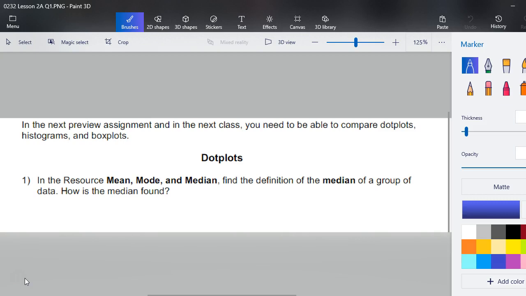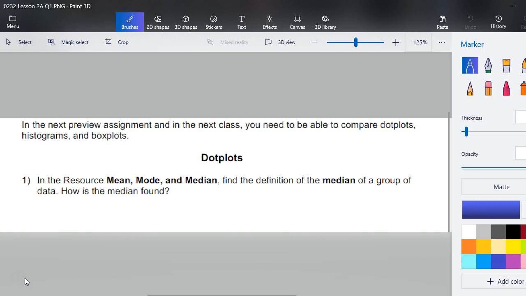Again, make sure you have your worksheet in front of you, paper, extra paper, calculator, anything along those lines that you want to have as your resources, but you can always hit pause and go get what you need. But starting with this lesson 2A, in the next preview assignment in the next class, you'll need to be able to compare dot plots, histograms, and box plots.